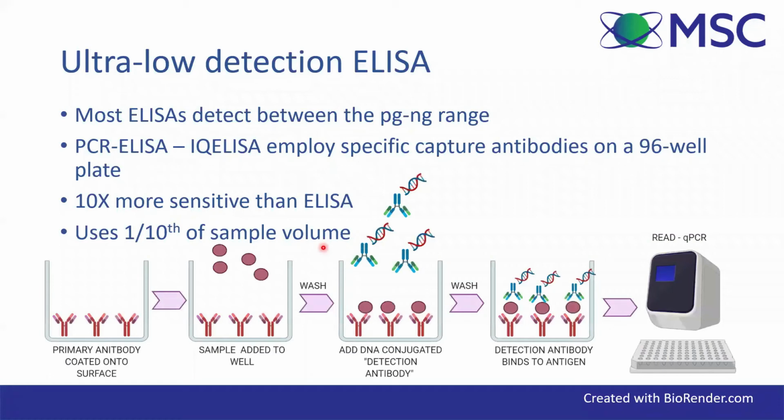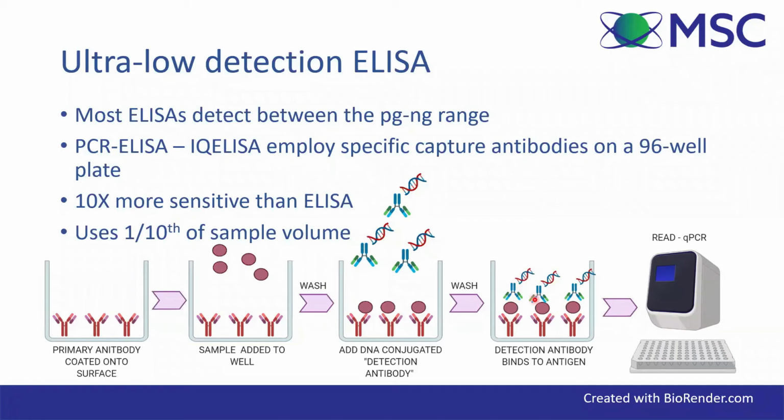The way it works is very similar to a sandwich ELISA. You have your primary antibody, you add your sample to the well, and then you add your secondary antibody, which is actually conjugated to a little DNA strand, which can be identified. You then wash, and then you read by qPCR. The qPCR is amplifying the little DNA conjugate on your secondary antibody.